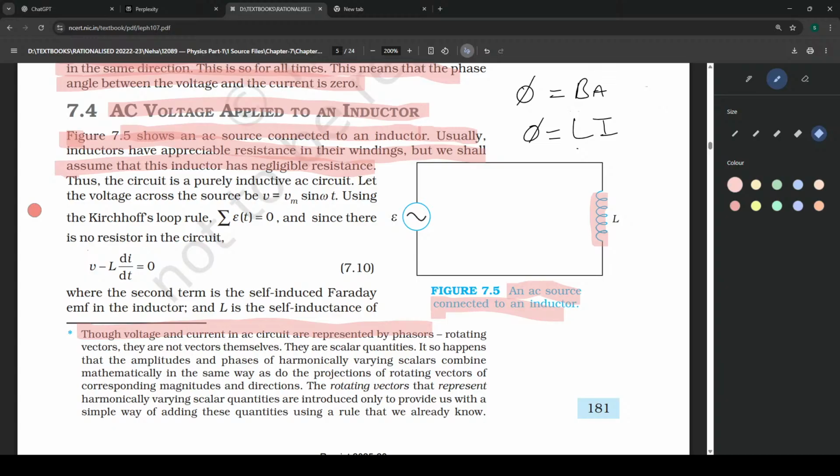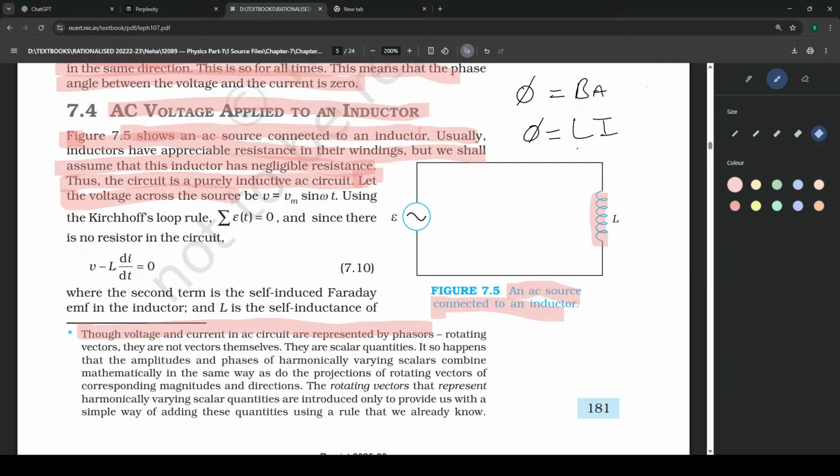But we know that this inductor is made up of a coil, and this coil must be made up of a material, and this material needs to offer some kind of resistance. In reality, there will always be a resistance in materials, but for our case here, let's assume this inductor does not have a resistance, or basically we can consider it as negligible resistance. It offers very low resistance for our pure inductive case. That's what they're saying here. Thus the circuit is a purely inductive AC circuit.